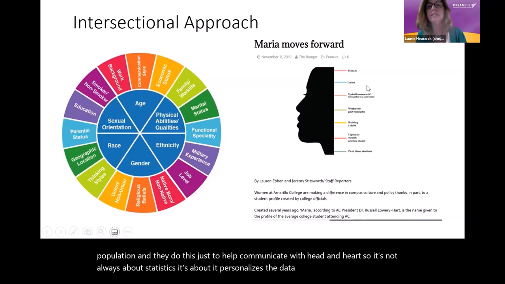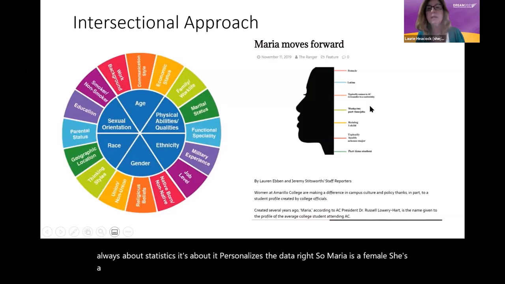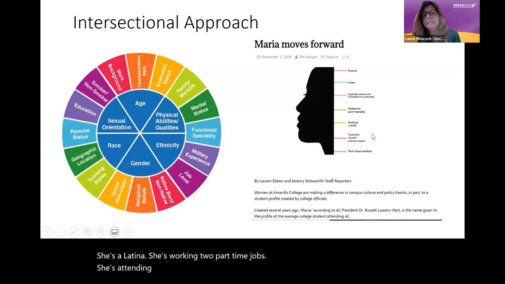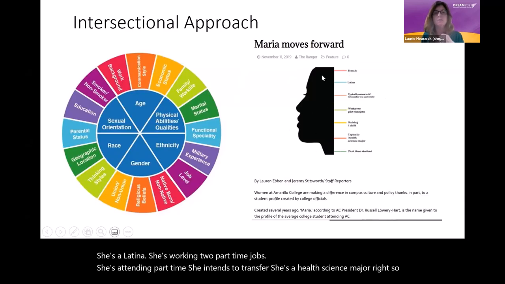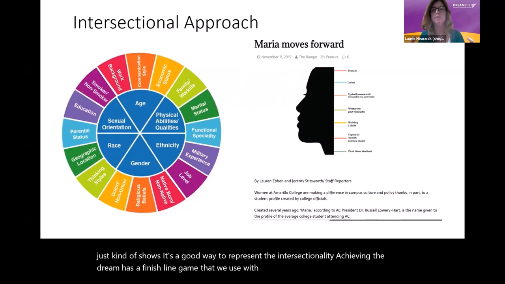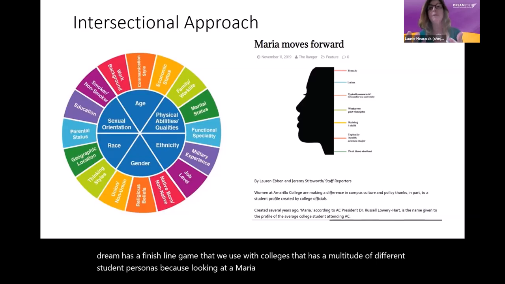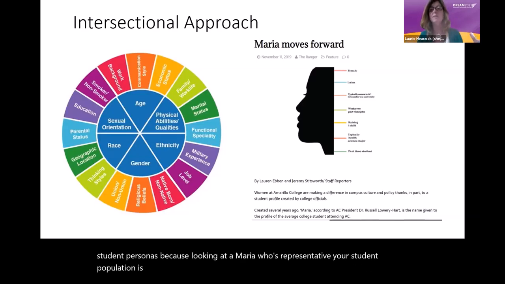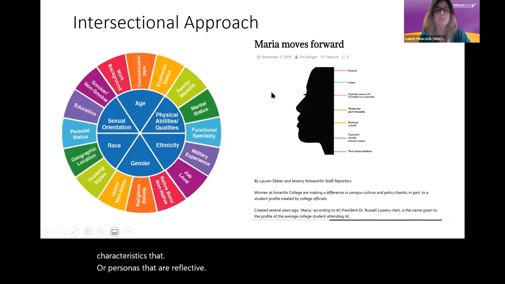So Maria is a female, she's a Latina, she's working two part-time jobs, she's attending part-time, she intends to transfer, she's a health science major, right? So it's a good way to represent the intersectionality. Achieving the Dream has a finish line game that we use with colleges that has a multitude of different student personas, because looking at a Maria who's representative of your student population is important, but also reflecting the diversity of your population, with personas that are reflective of the multitude of students that you serve.